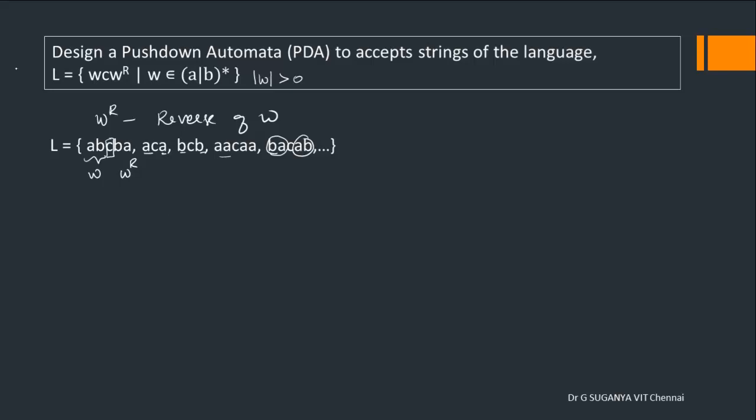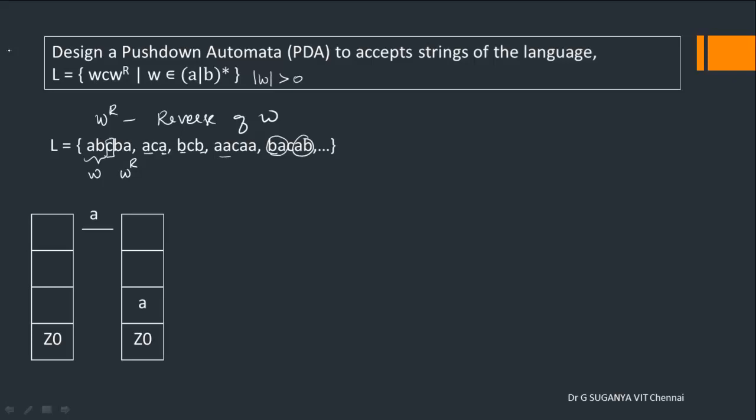Now let's take one sample word and look at the stack configuration as usual. When A comes, it has to be pushed. See, the concept here is that if you take the word of this kind, A, B, B, C, B, B, A, this B has to be mapped to this B, this B to this B, and this A has to be mapped to this A. Whatever comes till this C can be pushed onto the stack. When C comes, it means the symbols that are coming after that have to be mapped onto whatever we have pushed. So this is popping.